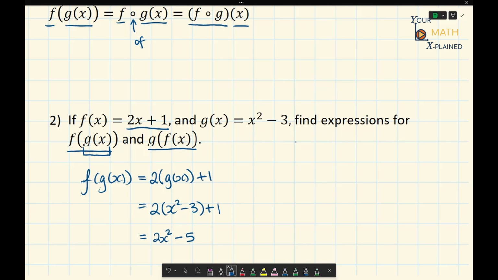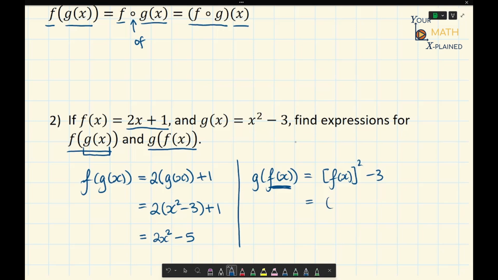Okay, next, let's go ahead and evaluate what g of f of x is. This is going to be different because f is now our inside function. So we start with our g of x, which is x squared minus 3. But instead of our input being x, our input is now f of x. So this is going to be equal to f of x squared minus 3. And again, because we know what f of x is, we can go ahead and substitute it in.